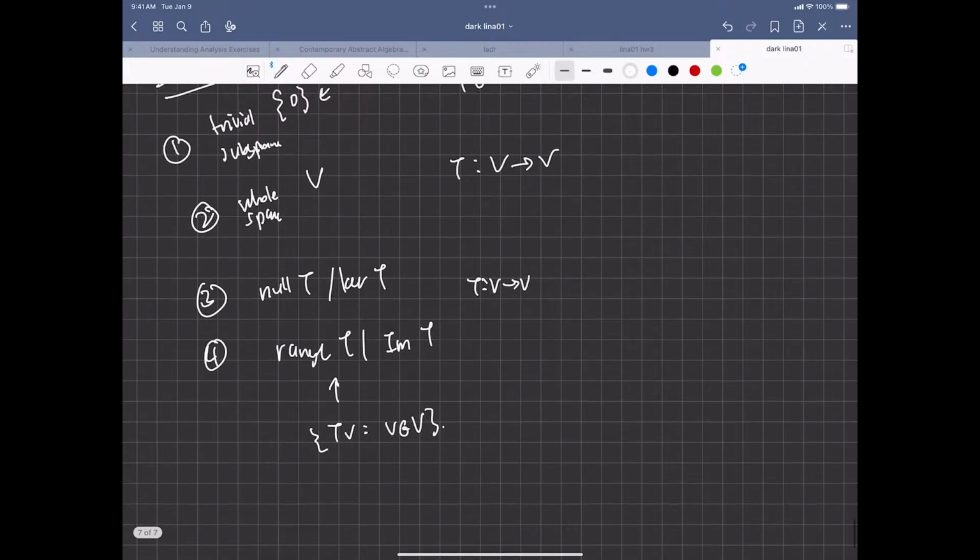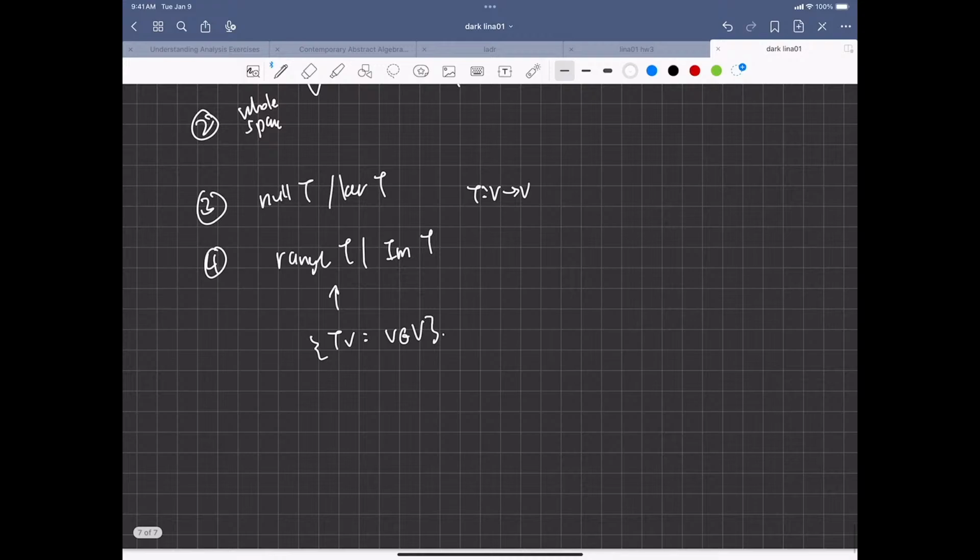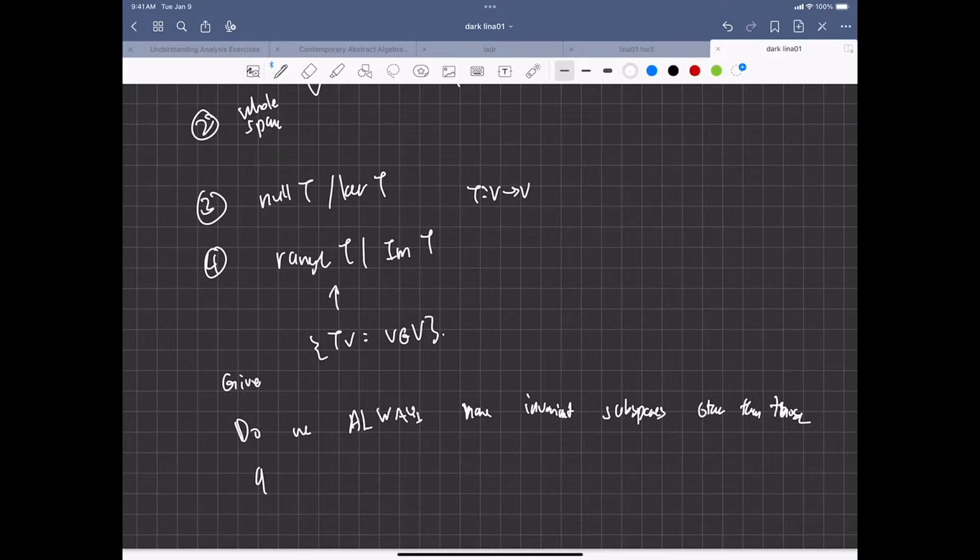The big question is, besides these, if you're given a linear operator, do we have other invariant subspaces? Do we always have invariant subspaces other than those four, given an operator?